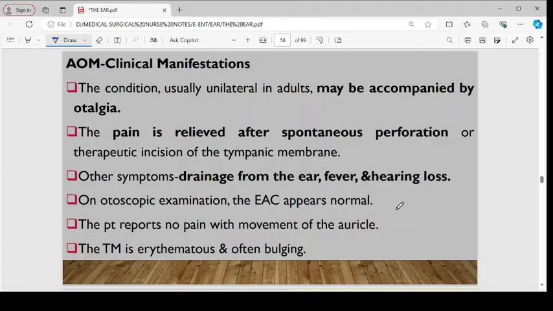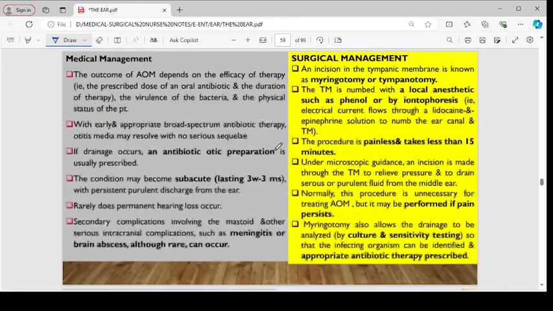So if a patient with acute otitis media reports relief of pain without any medical intervention, you should suspect that probably there is spontaneous perforation. The other symptoms of acute otitis media could include drainage from the ear, fever, and decreased ability to hear, the hearing loss. On otoscopic examination, the external auditory canal may appear normal. The patient may report no pain with movement of the auricle. The tympanic membrane may be erythematous or often bulging.